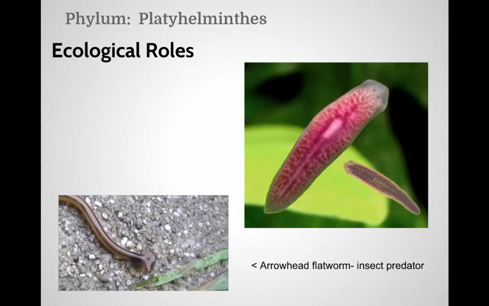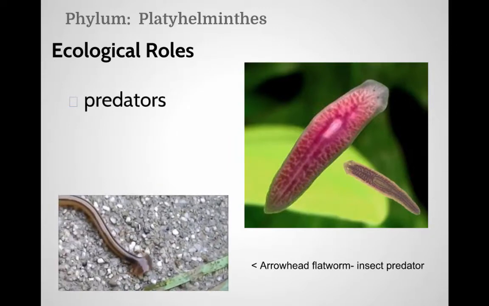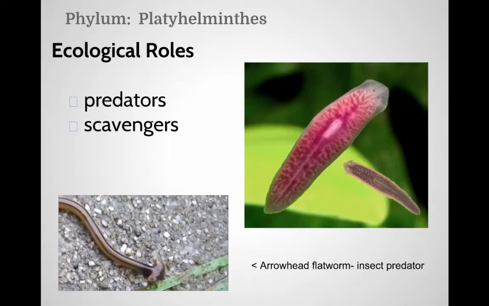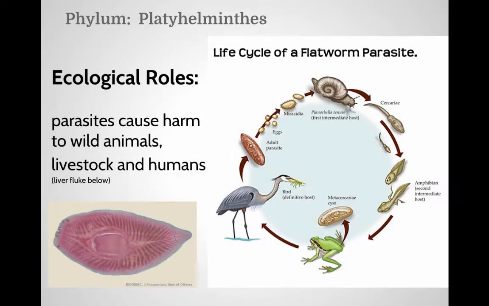The phylum Platyhelminthes fulfills several ecological roles. Many are predators, some are scavengers, but many are parasites that affect humans and wildlife, as well as livestock that are essential for humans to survive. The picture in the lower left is showing you a liver fluke, and the diagram is showing you a life cycle where that fluke lives in many different hosts throughout its entire life.